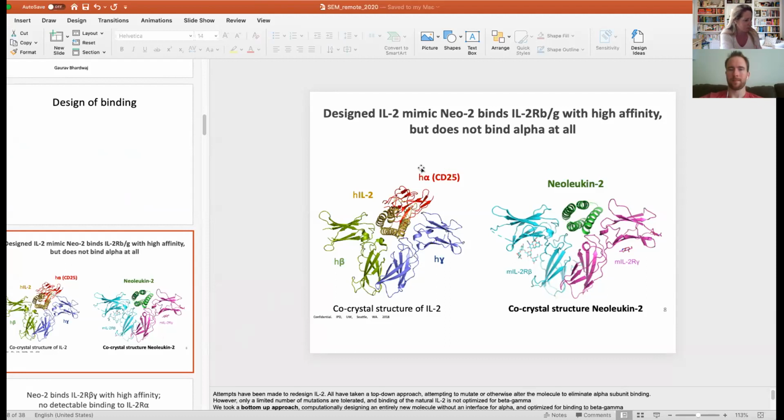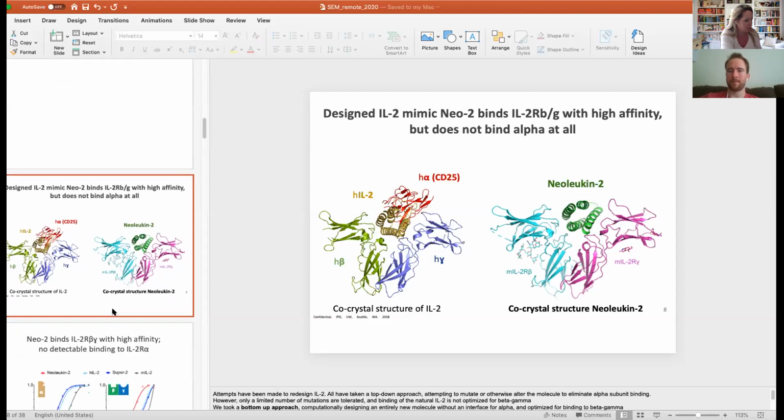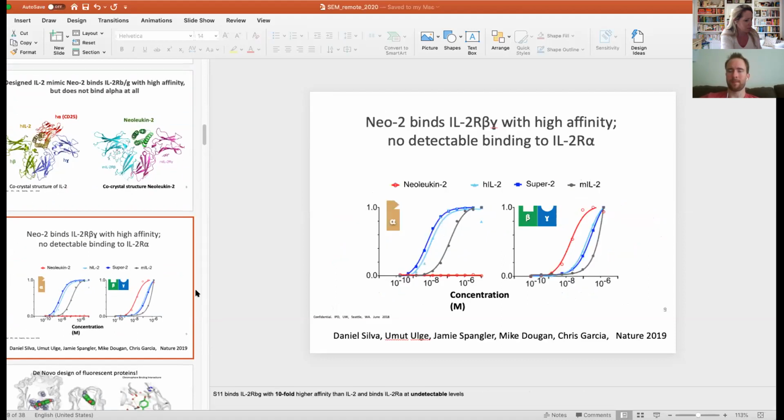A lot of the toxicity associated with the original use of IL-2 was associated with the alpha receptor subunit. So in this case, we've designed a completely new protein with no sequence similarity to IL-2, but that folds up in such a way as to make interactions with the beta and gamma subunits, but not with the alpha subunit. This is a crystal structure of this protein, called neoleukin, bound to the receptor.